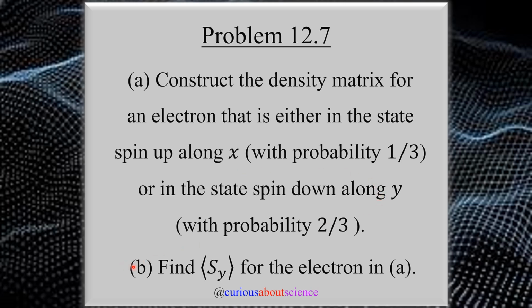And then for B, we want to find what is the expectation value for Sy for an electron in this part A density matrix. So this is a pretty quick problem, so we'll just start running through it.